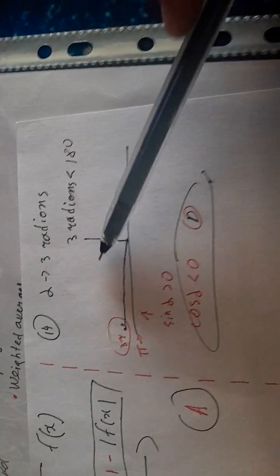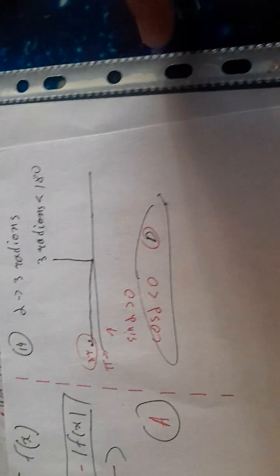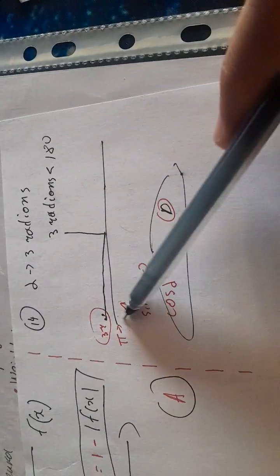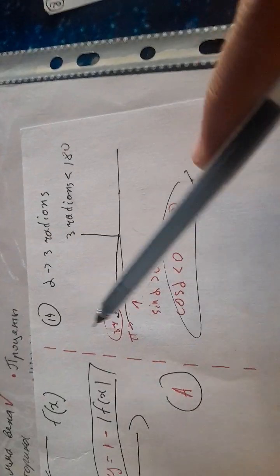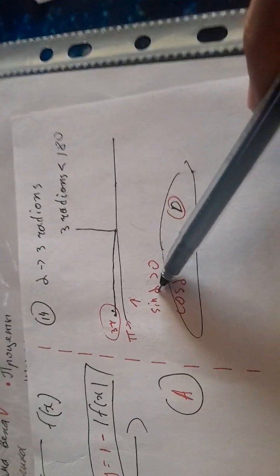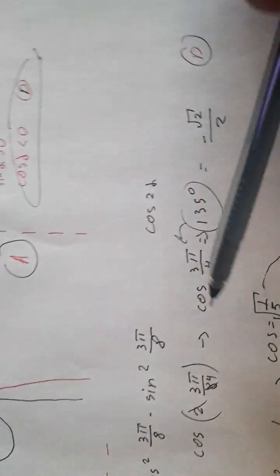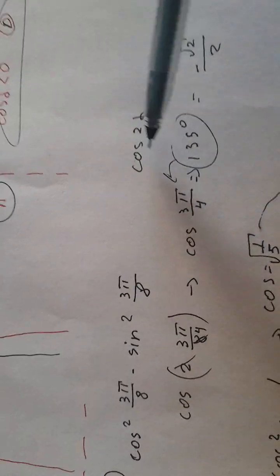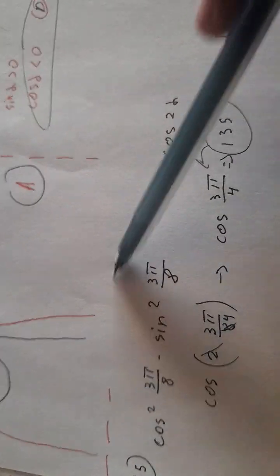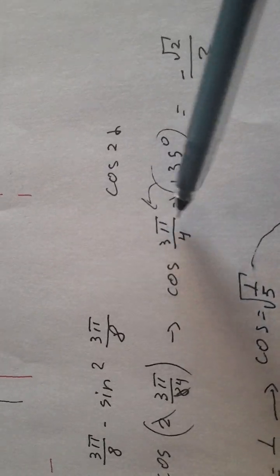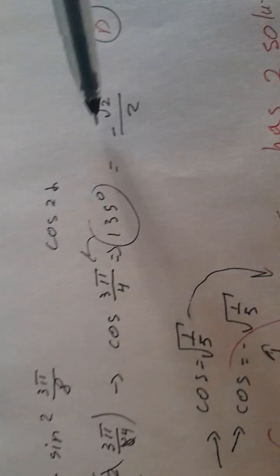The 14th question says we have 3 radians, a bit smaller than 180 degrees. At this point, sine alpha is greater than 0 and cosine alpha is smaller than 0. So smaller than 0, the correct answer is D. 15th question, we have this problem. We know cosine 2 alpha is the same formula, just writing this and 2, just cosine, like 3π divided by 4, 135 degrees, that means it equals this. The correct answer is D.